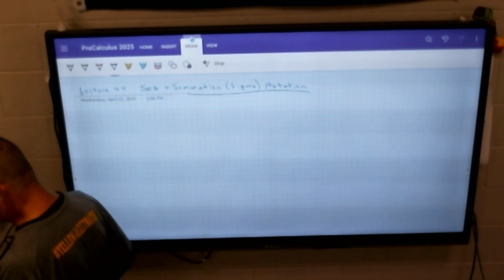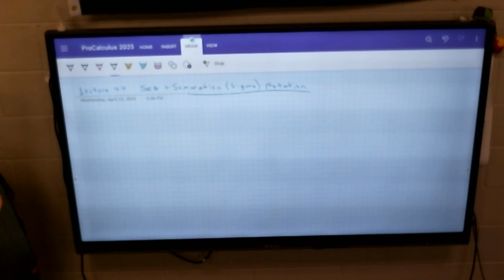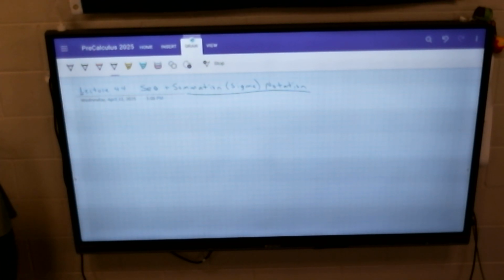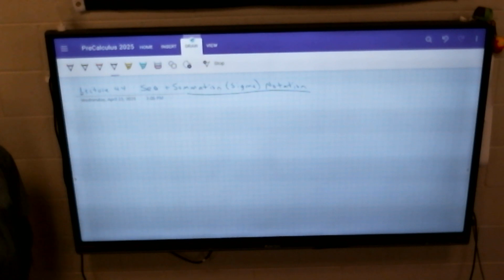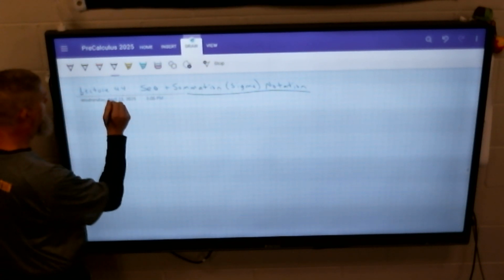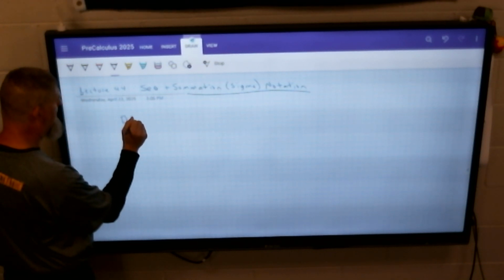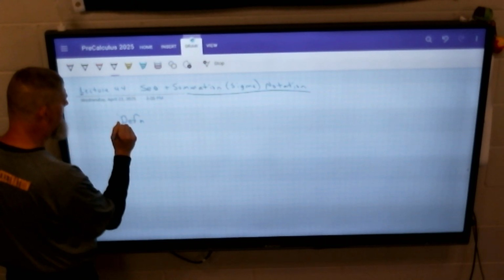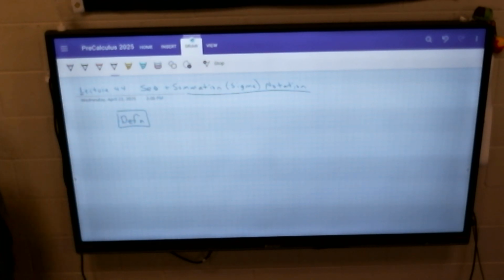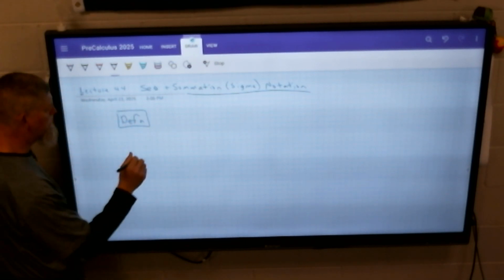So we're going to jump into lecture 44. It's called Sequences and Summation Notation, or sigma notation. First thing we have to do is have a definition. And the definition is an infinite sequence.